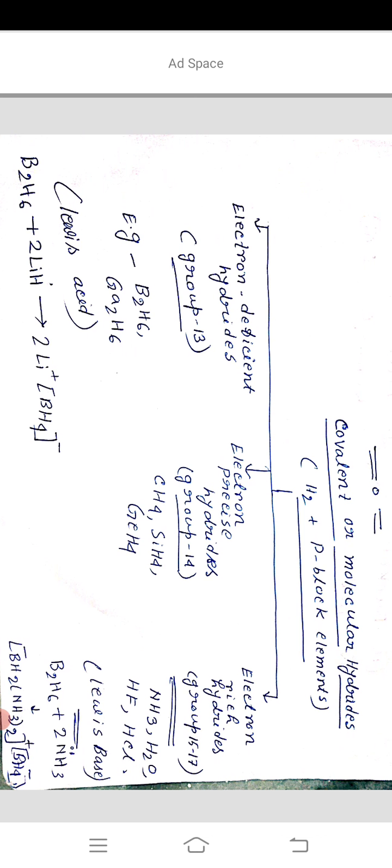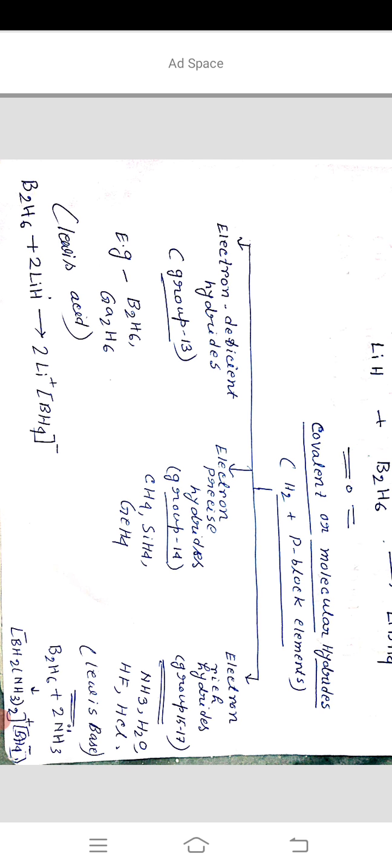Due to deficiency of electrons, these hydrides act as Lewis acid, and as they are Lewis acid, they form complexes with Lewis bases such as ammonia, hydride ion, etc. So electron deficient hydrides are formed by the combination of hydrogen with group 13 elements, and they form dimers to gain stability. As they are electron deficient species, they act as Lewis acid and combine with Lewis base to form complexes.